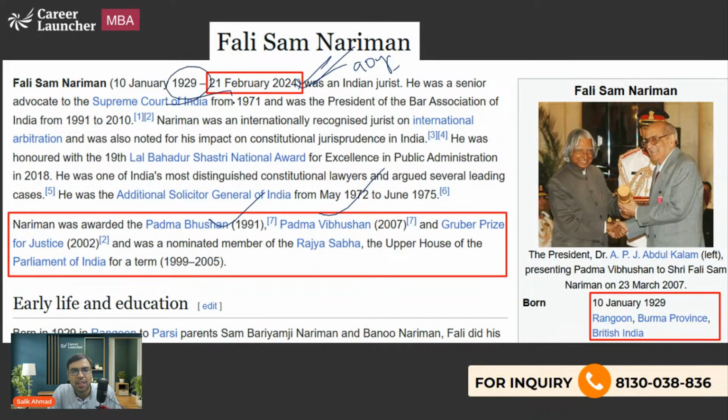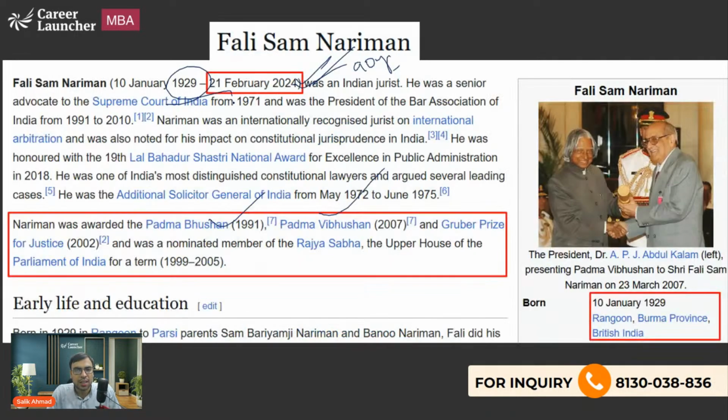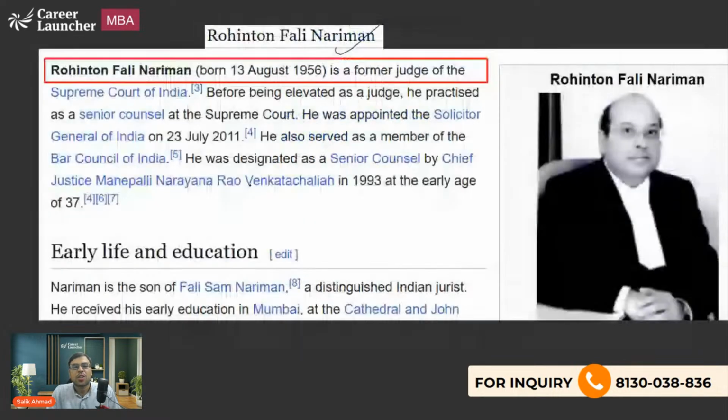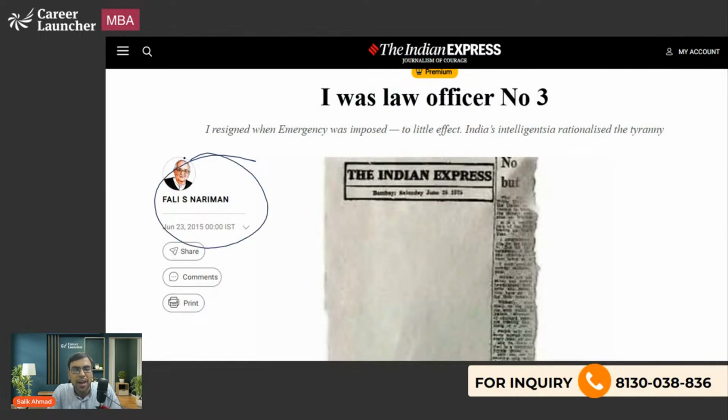You can see. So almost around 85 years almost. That is what you should know. Not 85, I think 95. Right. So yes, these are the things. He wrote an article a few years back before his death that I was law officer number 3, meaning he was Additional Solicitor General at that time.